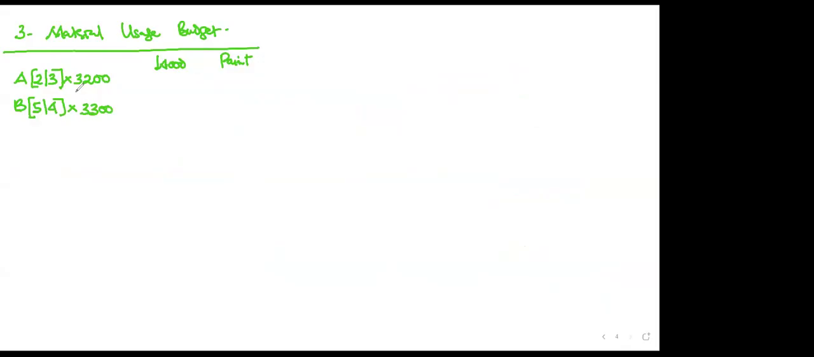Are you getting the point? Sure. So this will be 2 times 3,200, giving you what? 6,400. Then 3 times 3,200, giving 9,600. Are you following? Yes, please. 5 times 3,300. Calculate for us. 3,300 times 5. I'm getting 16,500. Then 4 times 3,300. I'm getting 13,200.